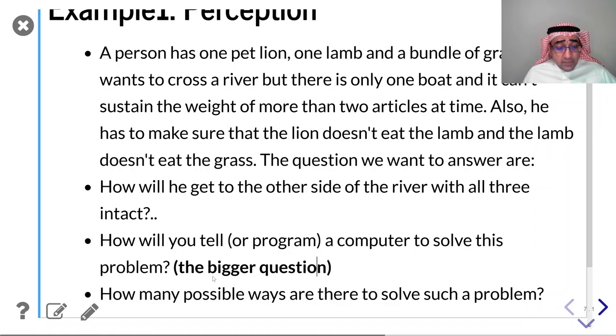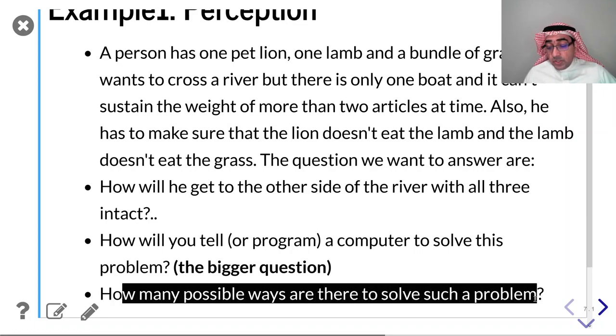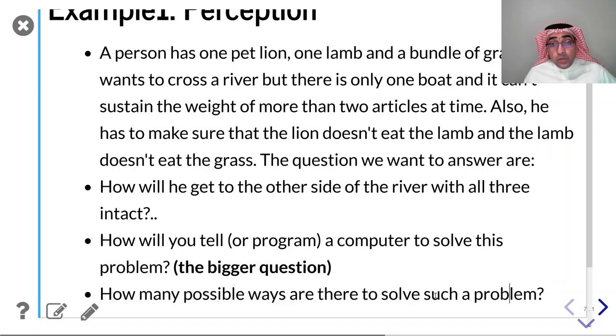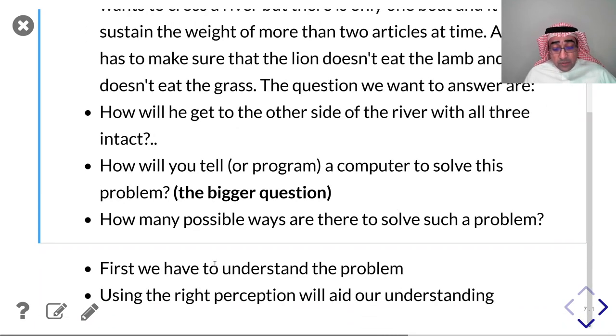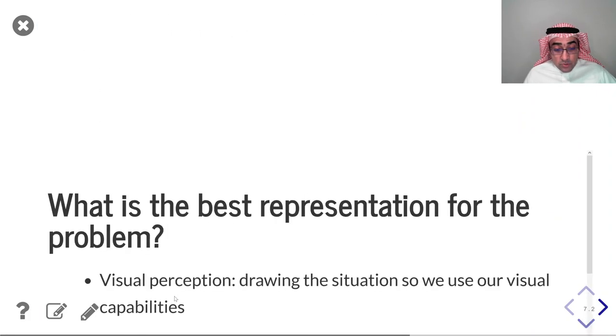So we can start this problem by stating how many possible ways are there to solve such a problem, okay? Is it one way? Is it two ways? Are there 100 ways? Let's try to think. When we raise these questions, your brain starts working and it actually tries to process all this data. And then it comes up with a method to find the answer. So first, we have to understand the problem, okay? Now, I'm going to go step by step in this example so that you guys do not have issues in understanding the problem, and then I will show you how to actually solve it.